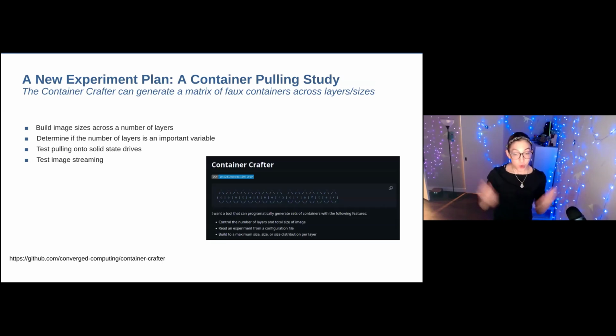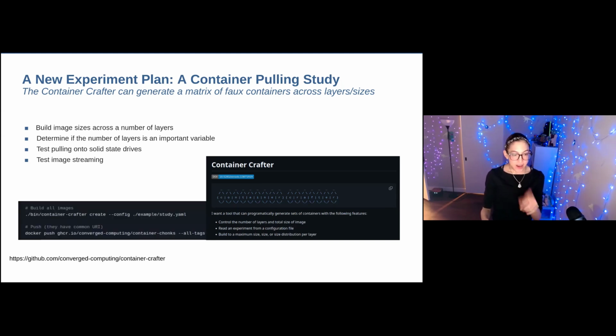So I made a tool in Go. It is called the Container Crafter, and that is what it does. You can generate a matrix of containers across a number of layers and sizes. And the reason that this tool is important is because it guarantees that each one of those layers is absolutely unique. So there can be no caching. And so I was going to build across a number of layers. I wanted to figure out if the number of layers was actually important. And then I wanted to test pulling onto solid state drives and image streaming.